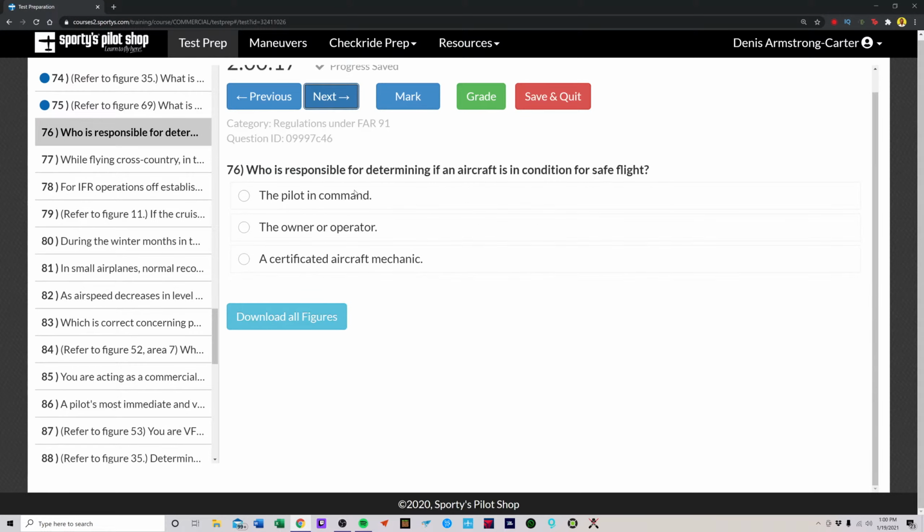Who is responsible for determining if an aircraft is in condition for safe flight? Safe flight is the pilot in command, not the owner and operator. That was other questions. Pilot in command.